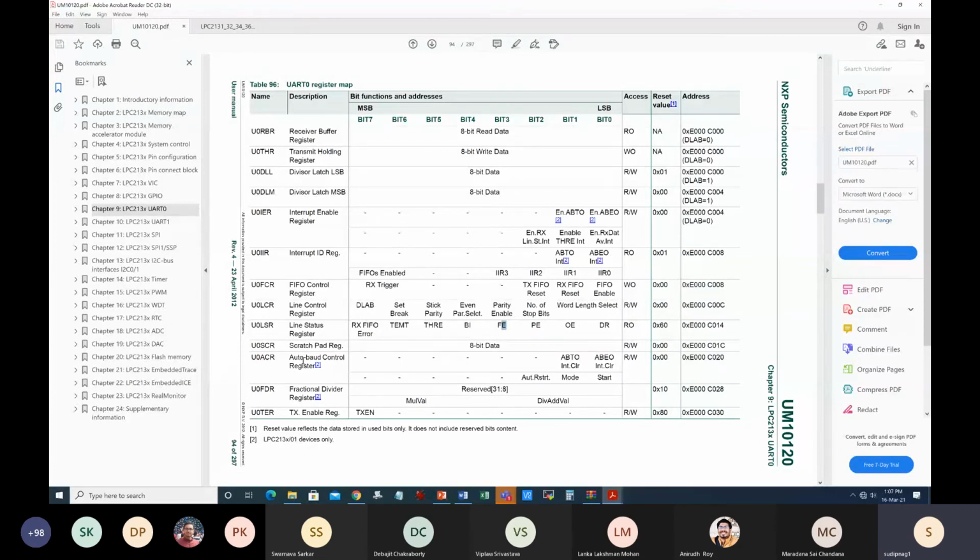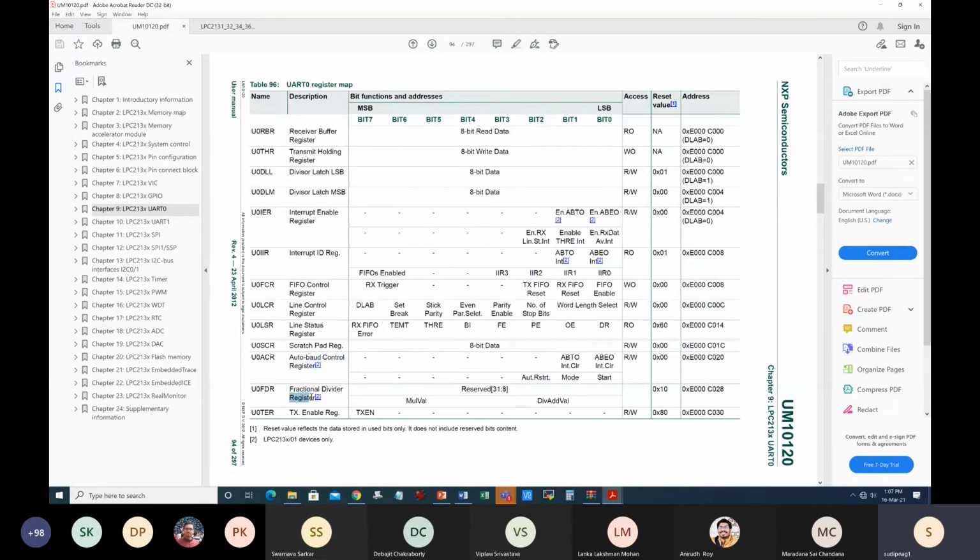And also there is auto baud control. This is an interesting feature where you don't need this U0DLL and DLM. The auto baud feature is only present in some microcontrollers. You don't find it very commonly in all microcontrollers. This feature means it actually measures the time of the input start bit, finds out what the baud rate is, and tries to set these registers automatically internally, and it keeps on receiving or transmitting subsequent data. So this auto baud control is a very powerful feature in modern microcontrollers, and typically this ARM microcontroller supports that.